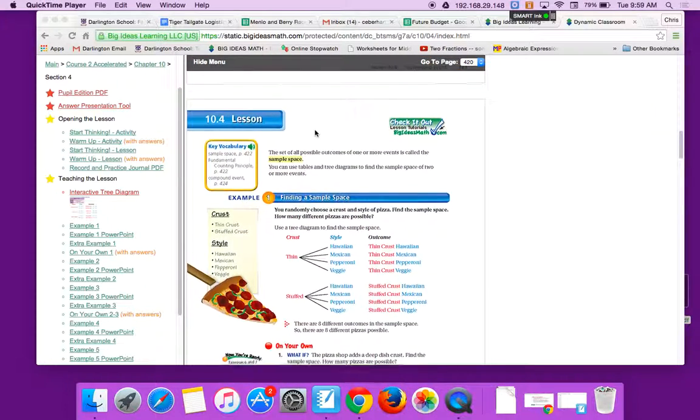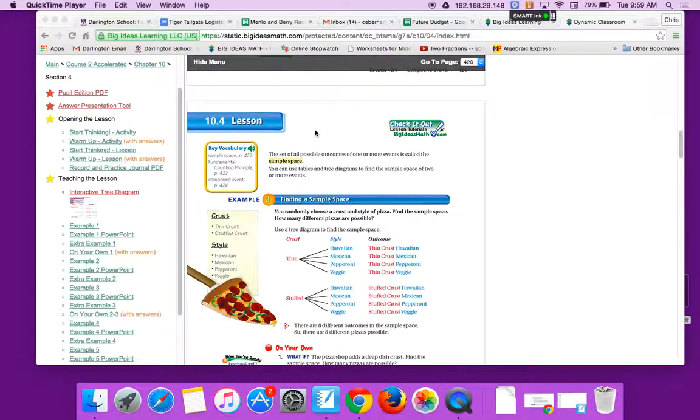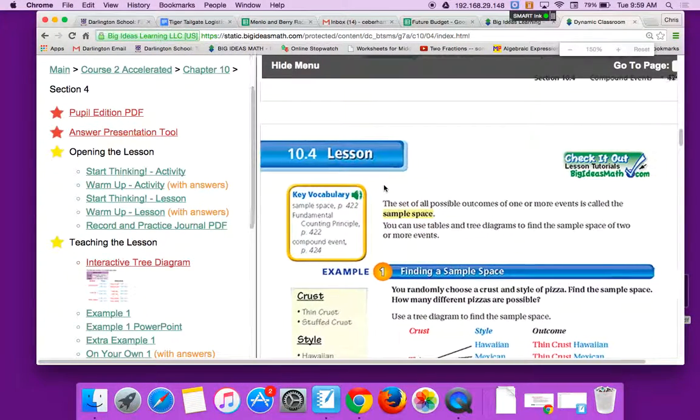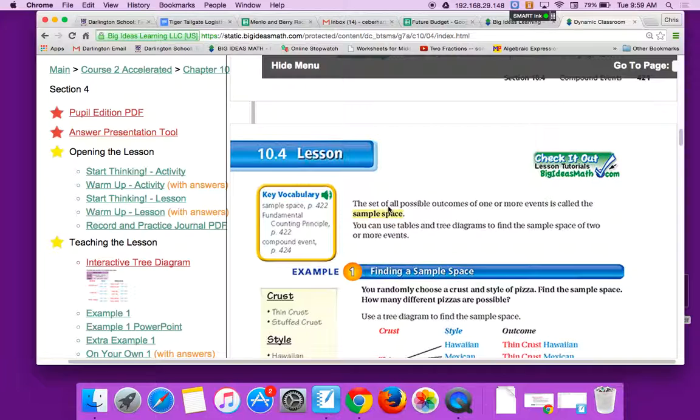Let's look at some vocabulary that we need to make sure we're aware of. The first one we want to look at is the word sample space. The set of all possible outcomes of one or more events is called the sample space.